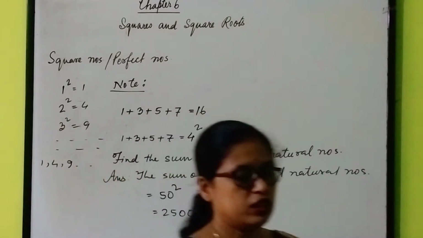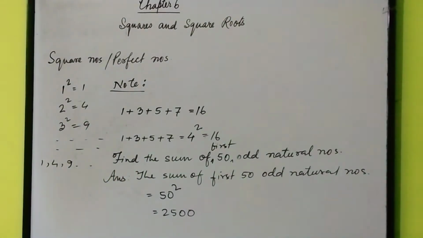Clear? Okay. So in this way we have got how to find the sum of first n odd natural numbers. This one you write as an example also. Okay. Now let me go to the next explanation.